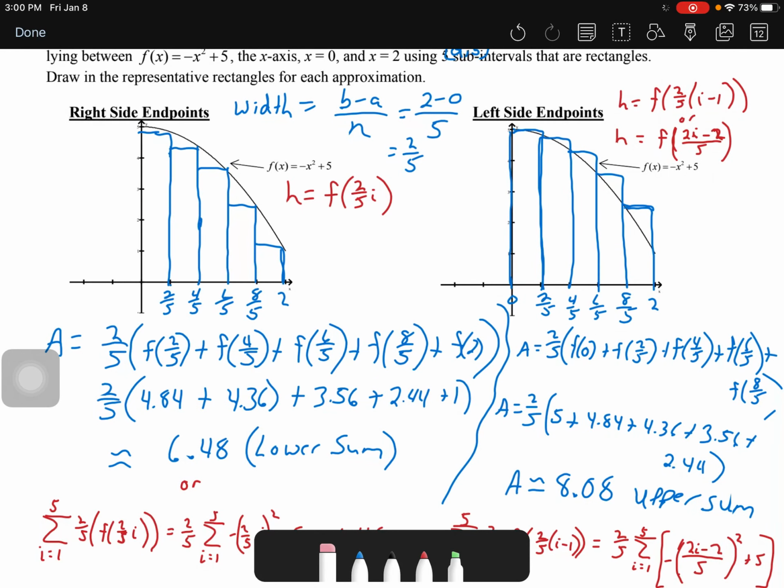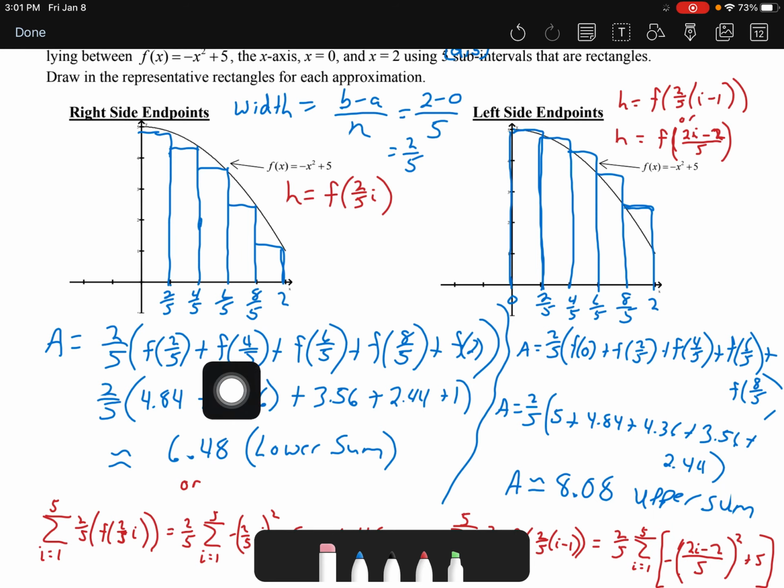Hey, AP Calc class, we're going to keep going through the 4.2 notes, and where I left off we were talking a little bit about right side, left side endpoint rectangles, and one of them is producing, in this case, a lower sum, an underestimate for the area under the curve, and then in this case it was the left side rectangles that produced the upper sum or the overestimate. And again, this is going to be dependent on whether or not the function is increasing or decreasing. On this decreasing function, it turns out that the left side rectangles will produce that overestimate or upper sum.